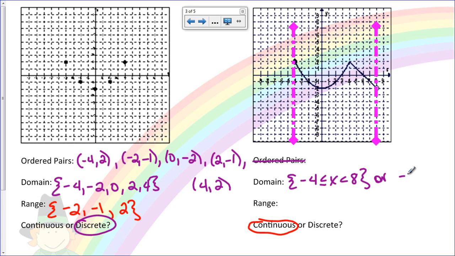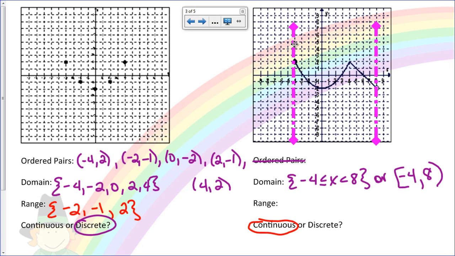Since my -4 is included, when I write interval notation, I put a square bracket around it to show that -4 can be part of my domain, that there's really a point there. My 8, since there is a hole at that 8, that open circle, has to have a parentheses around it, because what that means is that 8 really cannot be there because there's a hole, and so I have to put the parentheses to show it's not included. This is called set notation. This is interval notation. You need to know both, but that's what they are.